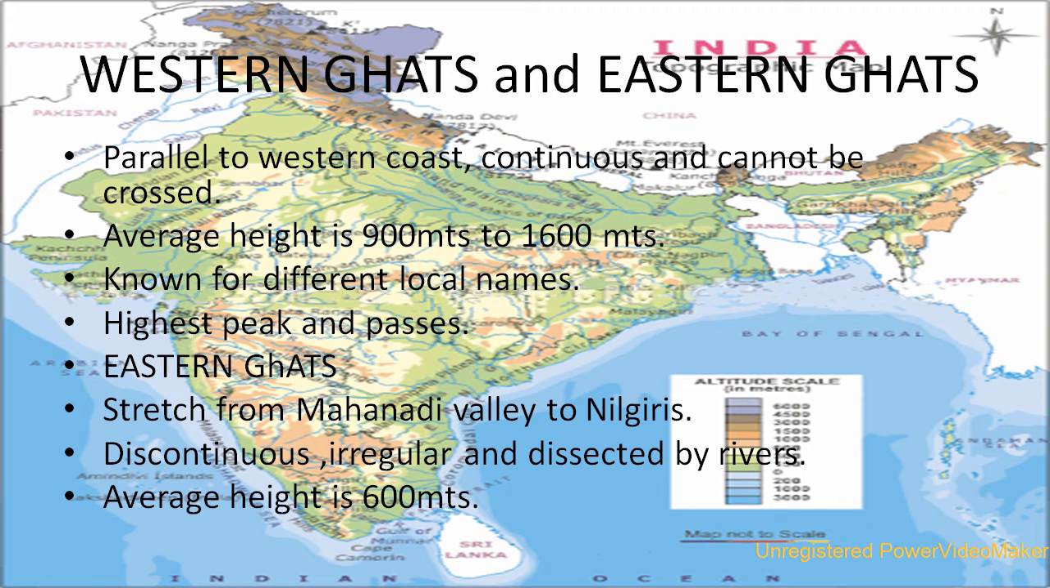Their average height is between 900 to 1600 meters. The highest peak is Anaimudi with a height of 2695 meters. They mark the western edge of the Deccan Plateau. Narmada and Tapi are the 2 large rivers of the Peninsular Plateau which pass through the Western Ghats by a rift valley as they are flowing towards the west.